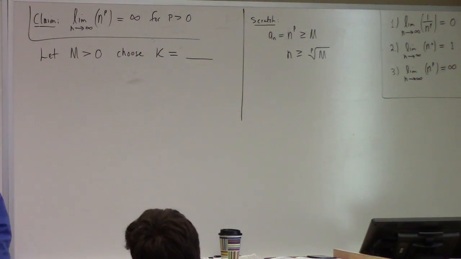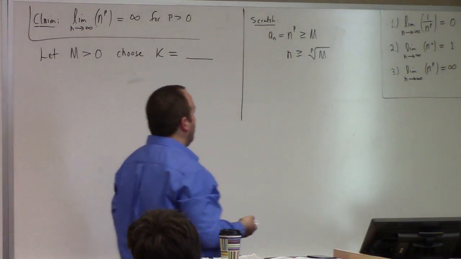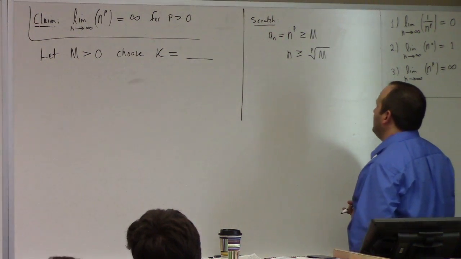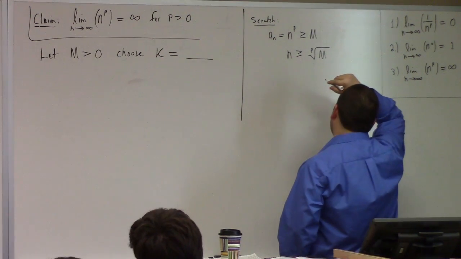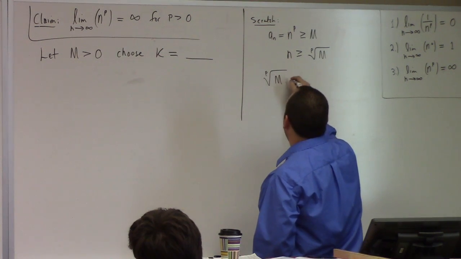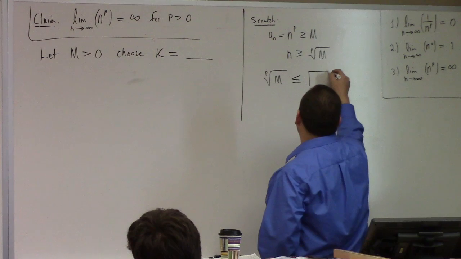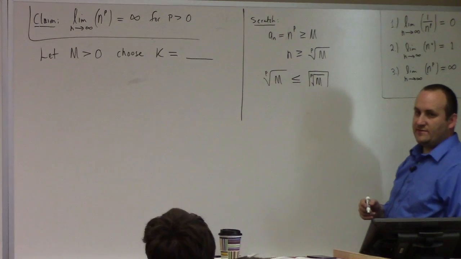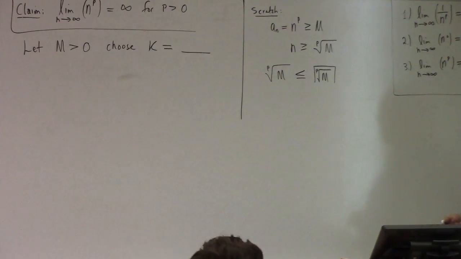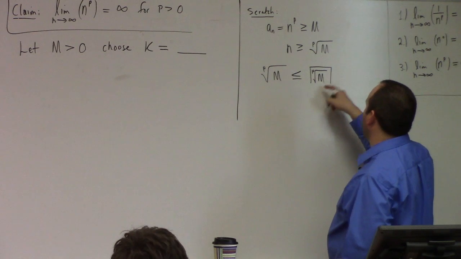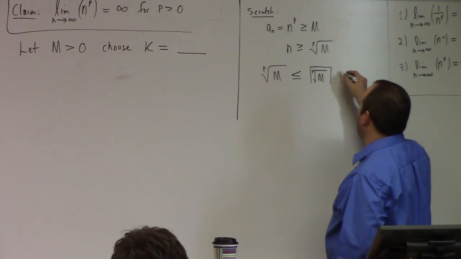But then, of course, we have the problem: M is not a natural number. We could say this, though. The pth root of M is less than or equal to the ceiling of the pth root of M. By construction, it's the next greatest integer. It could be equal, but it's usually strictly greater than. And that is an element of the natural numbers.